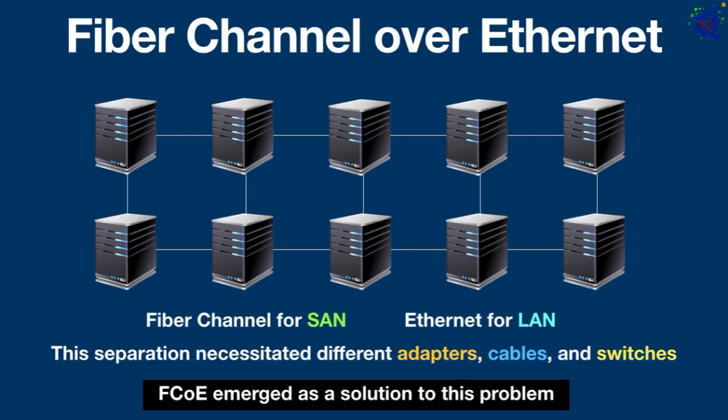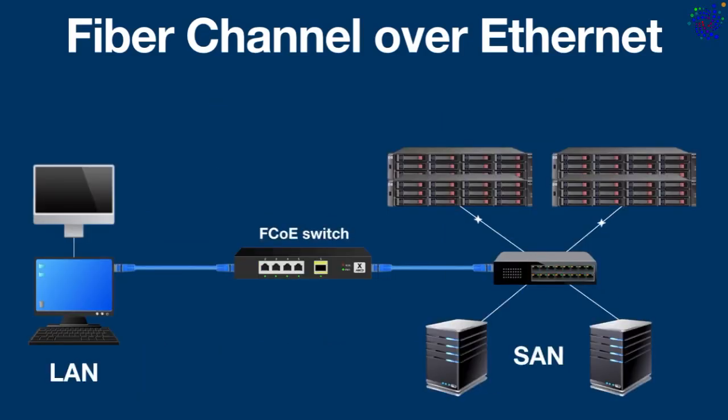single high-speed Ethernet infrastructure. Fibre Channel over Ethernet works by encapsulating Fibre Channel frames into Ethernet frames, which are then transmitted over an Ethernet network. This encapsulation allows the Ethernet network to transport storage traffic without altering the core Fibre Channel protocols, ensuring compatibility with existing Fibre Channel applications and services.